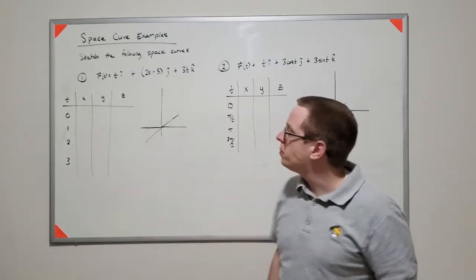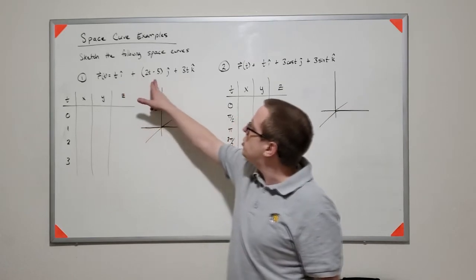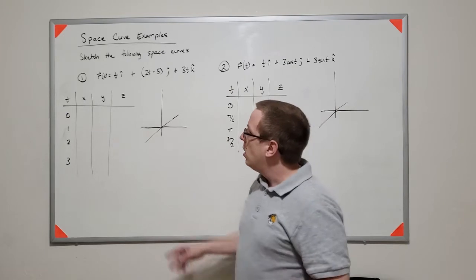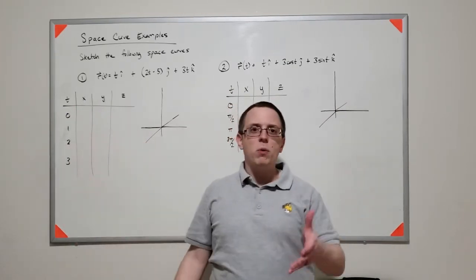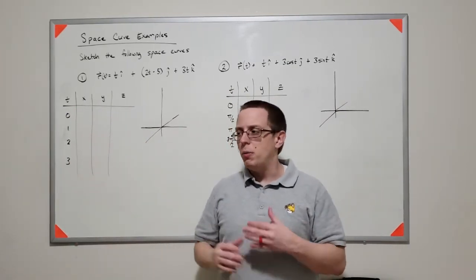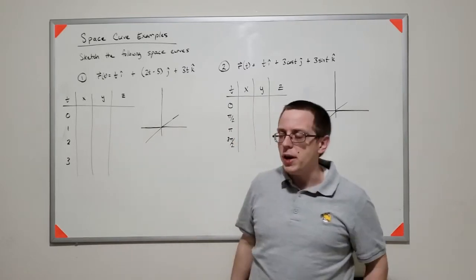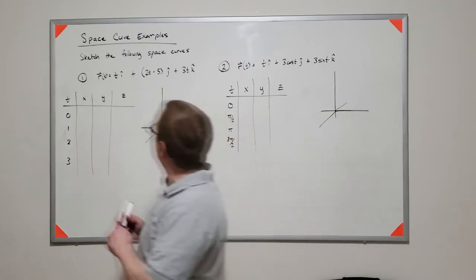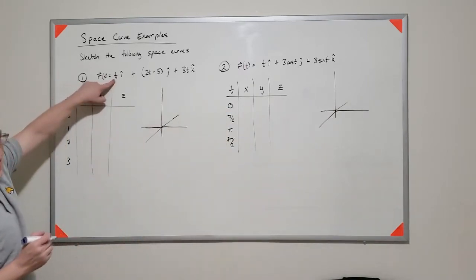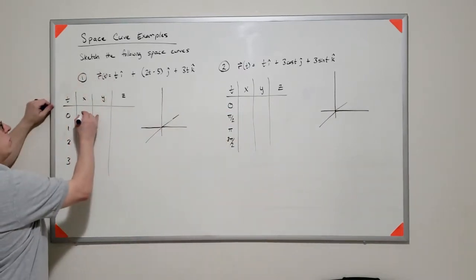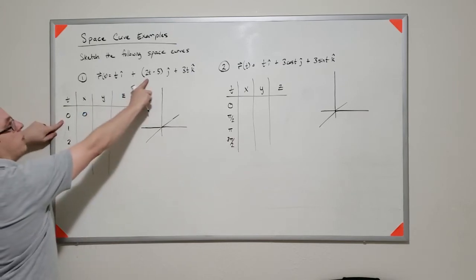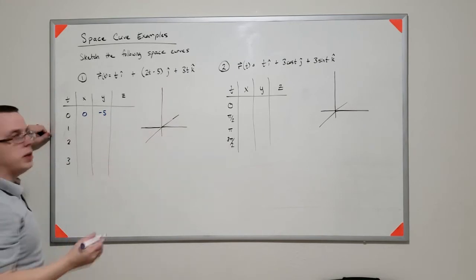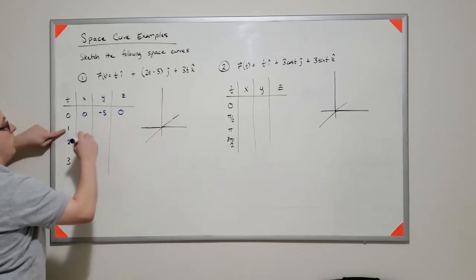So let's start here. I have t i, 2t minus 5 j, and 3t k. Now, I'm going to pick some simple numbers. We probably should also pick some negative numbers, but for this case, we're not going to do that. So we'll start at t equals 0. When t is 0, the x component is also 0, and the y component is 0 minus 5, and the z component is 3 times 0, which is also 0.